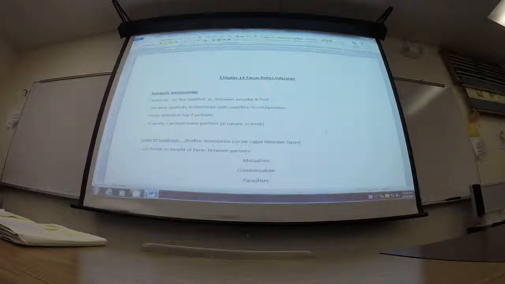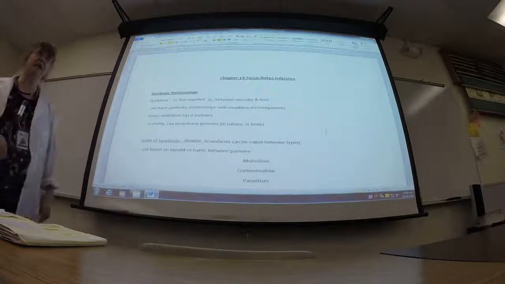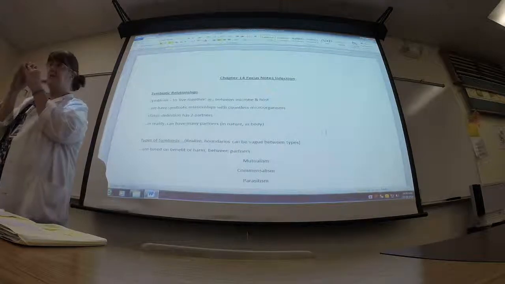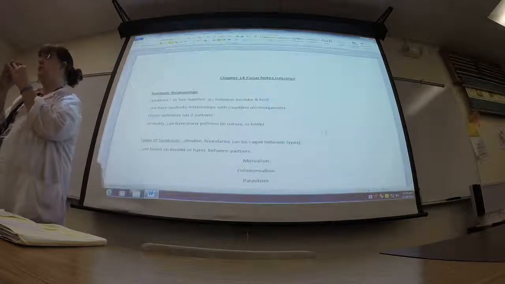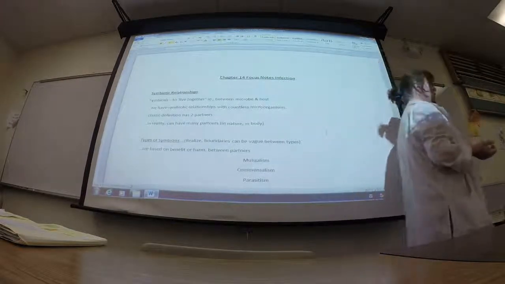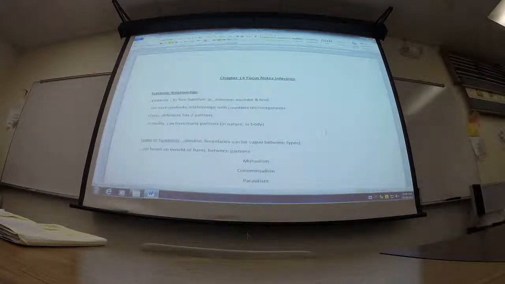You know what that means. Two organisms living together in some form. If the two organisms benefit each other, it's mutualism. And there's a gray zone about the next one. If one benefits and the other one does not, that's called commensalism.